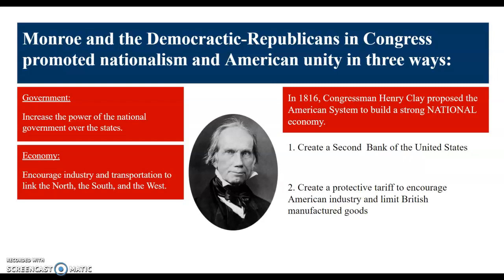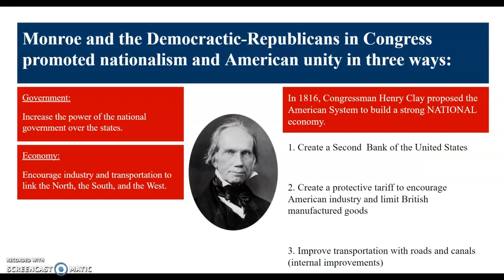So a protective tariff would make American goods equal to or cheaper than the British goods. So that's why Henry Clay wanted the protective tariff. And Henry Clay also encouraged the improvement of transportation with roads and canals. These are called internal improvements.